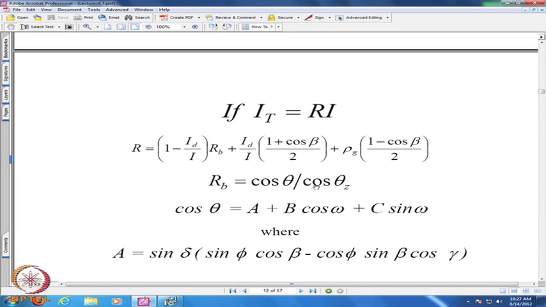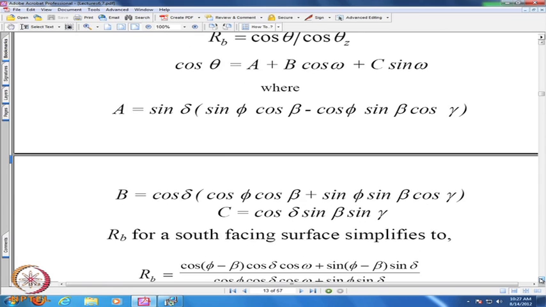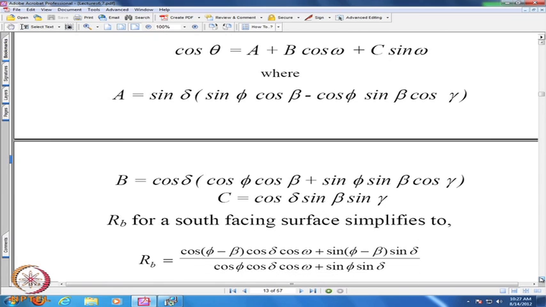Now, this R b is nothing but the ratio of the cosine of the angle of incidence to the cosine of the zenith angle. That from simple geometry you can get, where of course, again I repeated this equation, cos theta is a plus b cos omega plus c sin omega, where the constants a, b and c have been defined, and the factor for a south facing surface simplifies to simply cos (phi minus beta) cos delta cos omega plus sin (phi minus beta) sin delta, upon the corresponding zenith angle cosine.